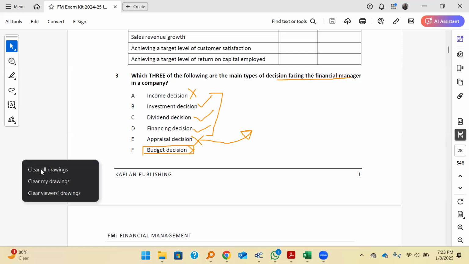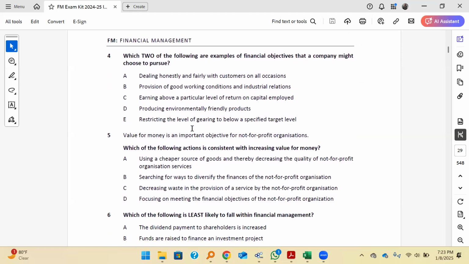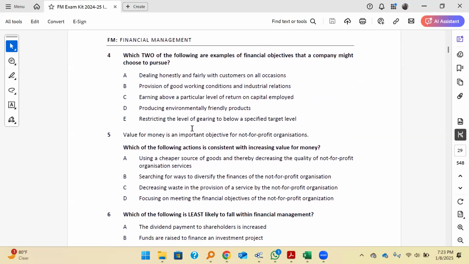Okay. So then we have another question here which says, which two of the following are examples of financial objectives that a company might choose to pursue? Again, here we have been asked to talk about financial objectives. And here, dealing honestly and fairly with customers on all occasions, this is not a financial decision, okay? So this is a non-financial decision, but it's going to affect customer satisfaction and basically bring back revenues in the long run, but it's not financial.